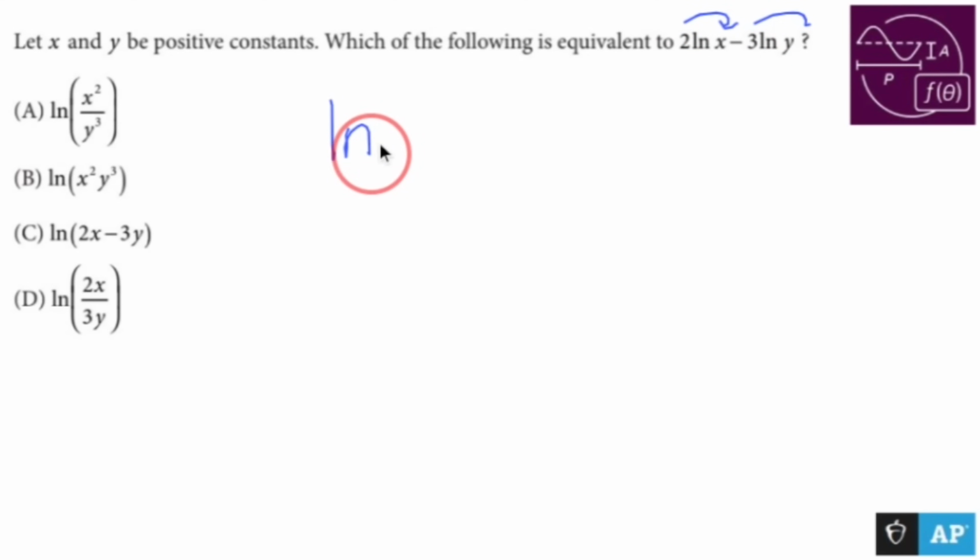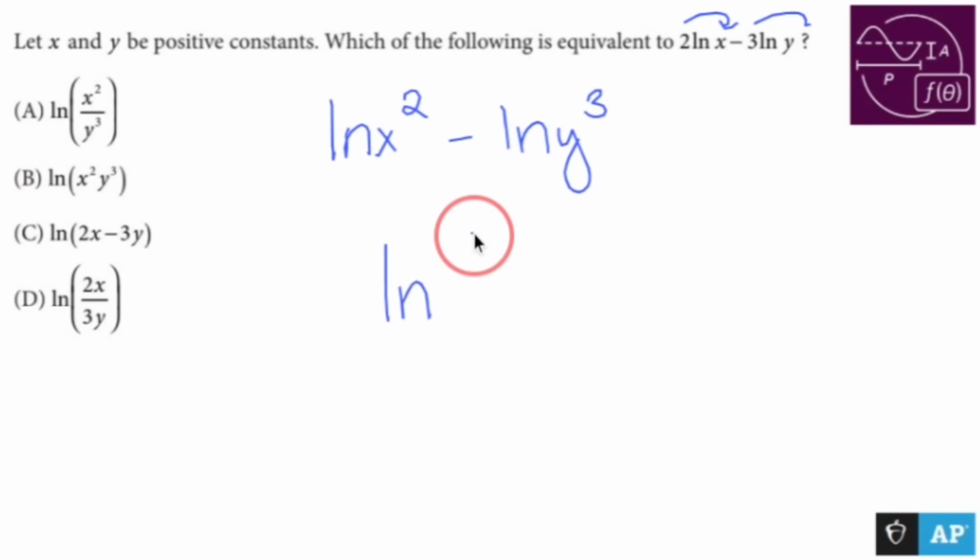And this becomes ln of x squared minus 3 ln of y cubed. Like that. Now, since we're subtracting here, we can combine the ln's. When you add, you multiply the insides. In this case, we're subtracting, so we're going to divide the insides. That gives us A.